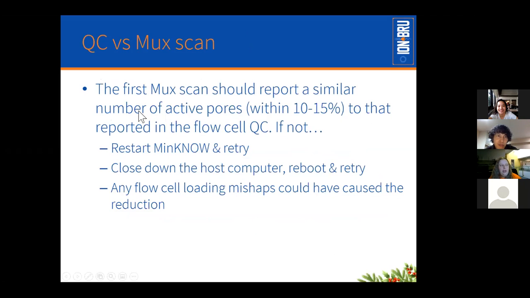But you do want to check the number of active pores that the MUX scan reports, because if it is different than your flow cell QC, you're going to want to try and fix that. So you can basically retry the MUX scan. You could restart your computer, but there may be a difference if you've had any kind of mishap loading the flow cell. If you've got a bubble in there or something, there will be a difference between the QC and the MUX scan.